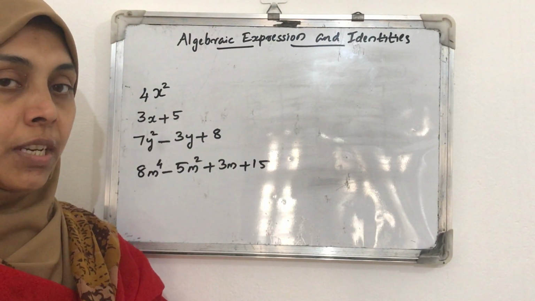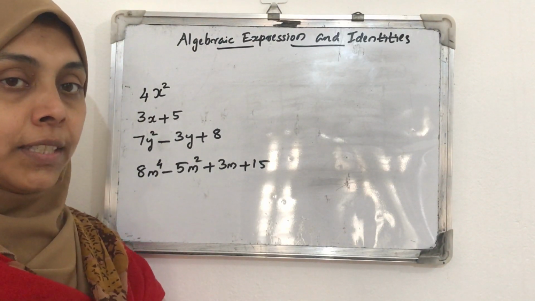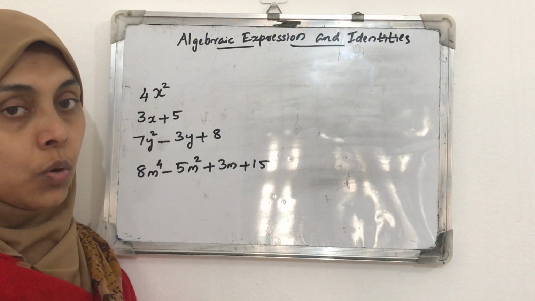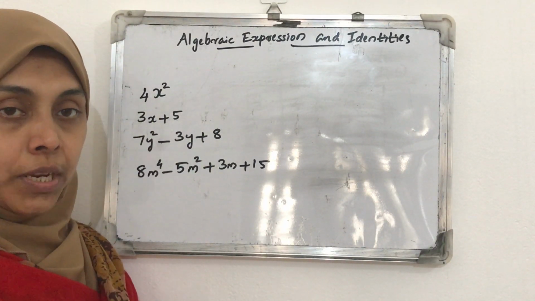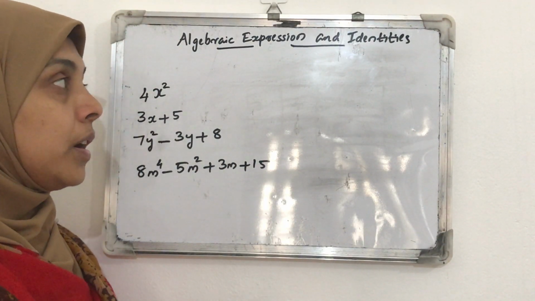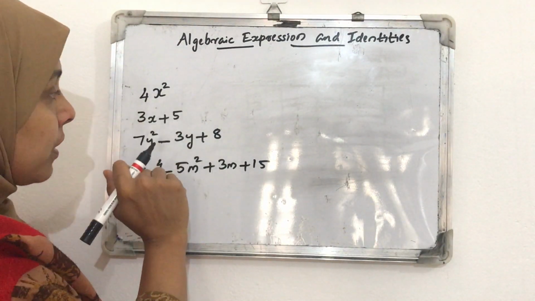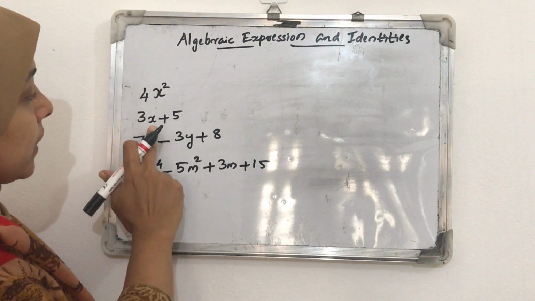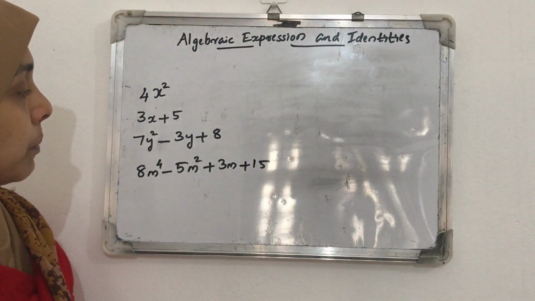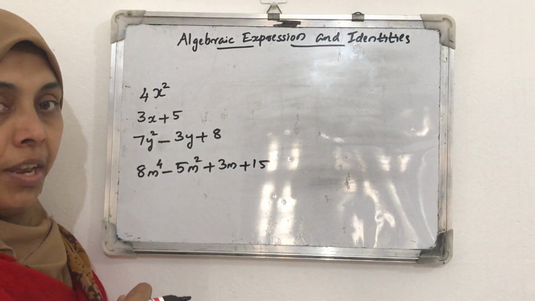What is algebraic expression? An expression containing variables, constants, and with the four mathematics operations. They are called algebraic expressions. Now there are different types of algebraic expressions. You will look at some examples. 4x square is an algebraic expression. Another type is 3x plus 5, 7y square minus 3y plus 8. In all these expressions here we use the variables.